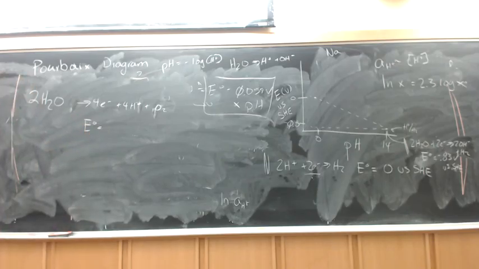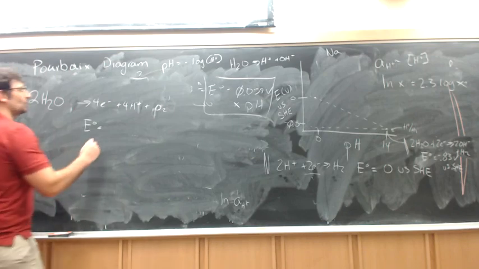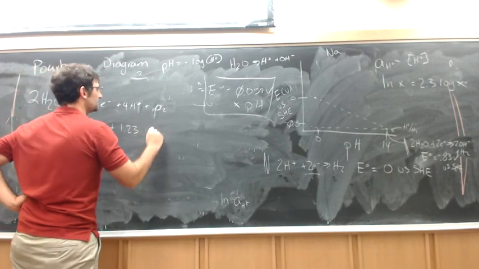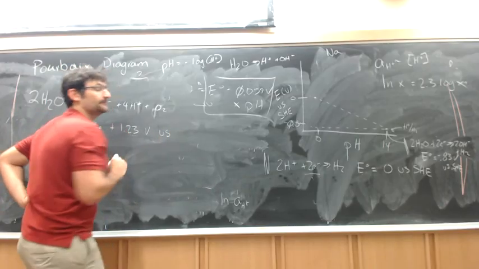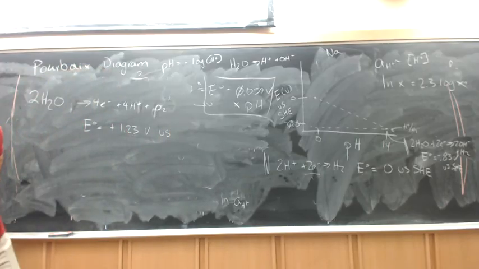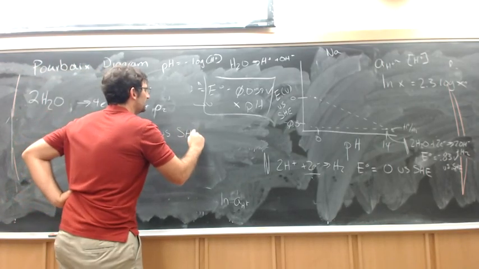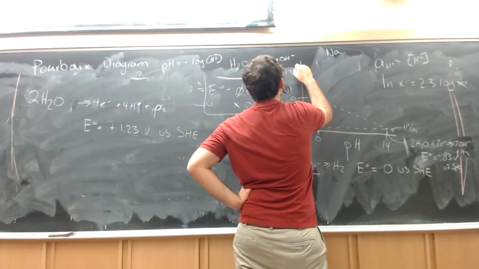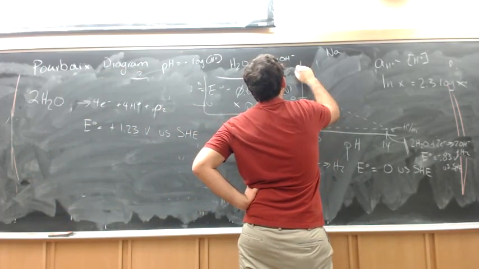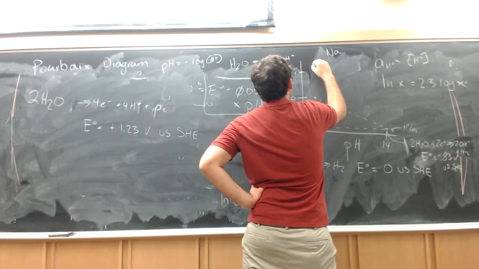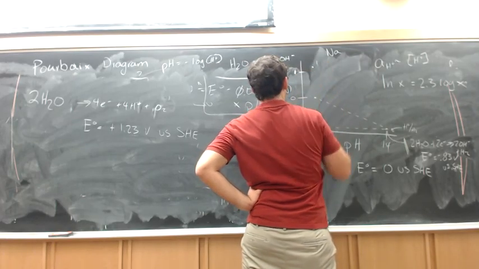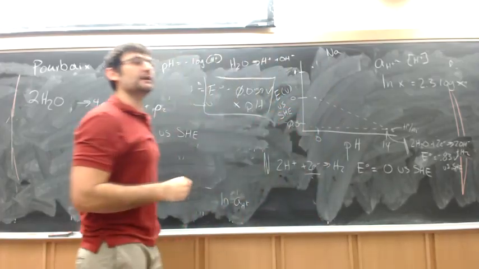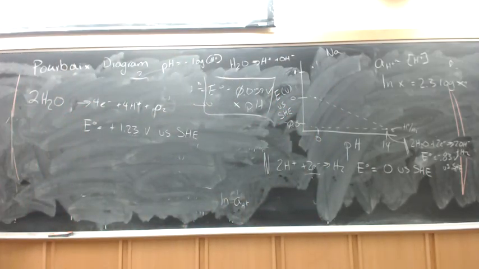Negative 1.229. Okay, so we'll be a little bit sloppier. Plus 1.23 volts versus what? Versus SHE. So I could put another, I would make that 1, and then I can put another dot here, which is going to be the oxygen evolution reaction, OER, in acid, right?